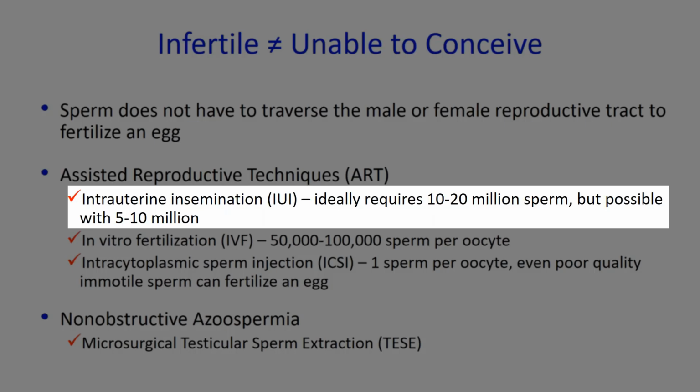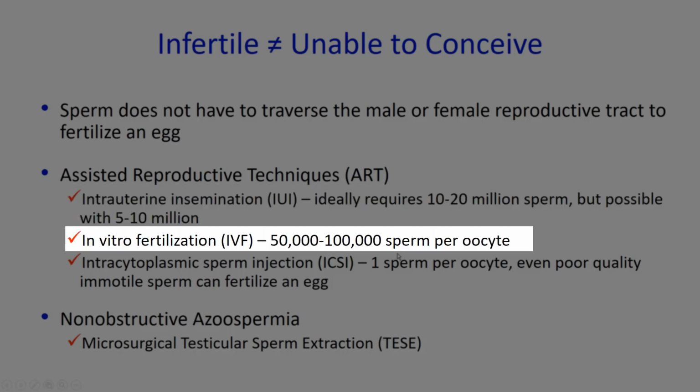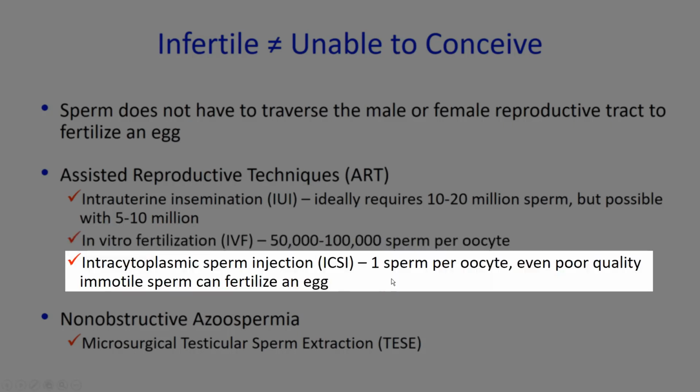If the number of sperm available is even lower, then we have the option of in vitro fertilization, where about 50 to 100,000 viable sperm are required per oocyte to achieve fertilization. And finally, if the number of sperm is particularly low, we have the option of intracytoplasmic sperm injection, where of course it only takes one sperm to fertilize an oocyte, and even a sperm that is of relatively lower quality or not able to swim in the normal progressive fashion can still be used, because we use a needle to insert the sperm into the egg.